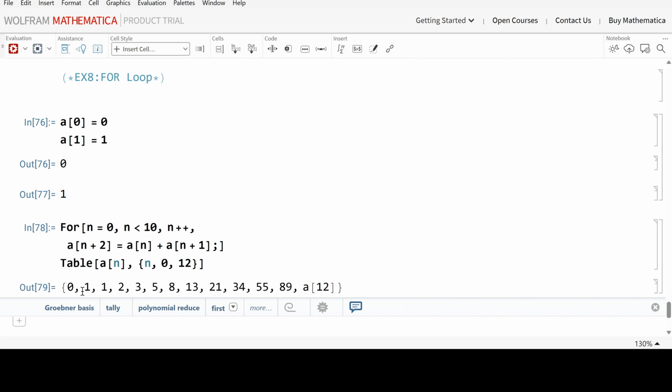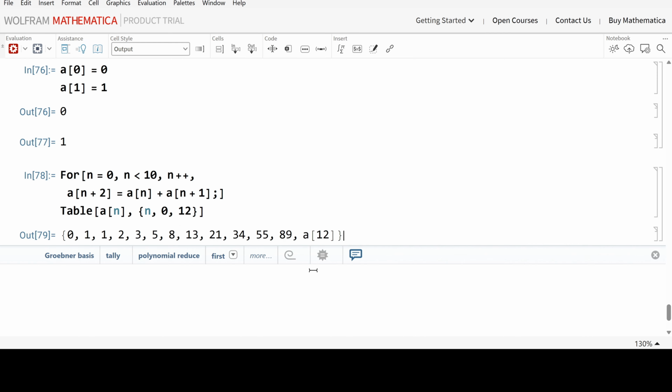Mathematica prints 0, 1, 1, 2, 3, 5, 8, 13, 21, and 34. The For loop gives precise control over each iteration, perfect when building algorithms or cumulative computations.